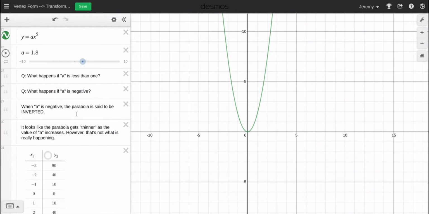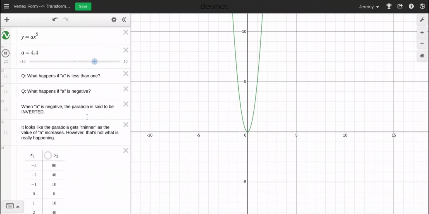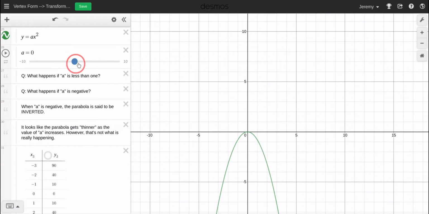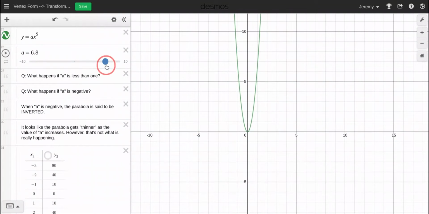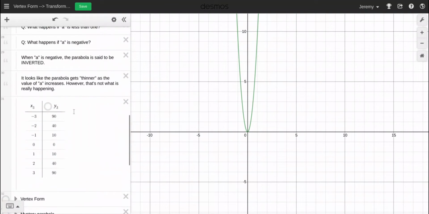Okay, now what most students would say is that the parabola gets thinner as A increases. So they'd say right here, it's getting thinner, thinner, thinner, skinnier, skinnier, skinnier. However, that's not what's really happening, and I'd like to explain this.